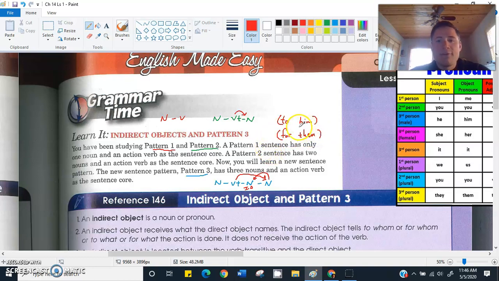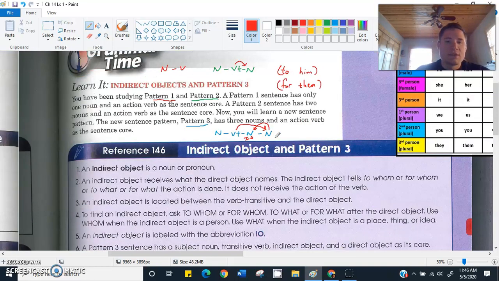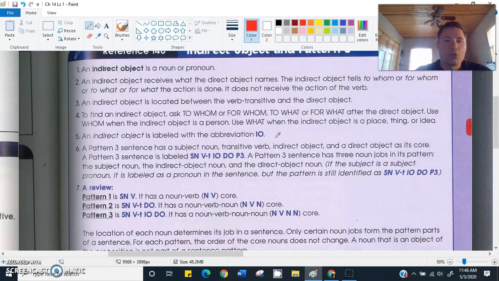Even if the sentence, I gave a gift to him, really means the same thing as I gave him a gift, him serves a very different function in each of those sentences, and that's what indirect objects and our new sentence pattern 3 today are all about. We learned in the jingle an indirect object, just like other objects, can be fulfilled by either nouns or pronouns. An indirect object receives what the direct object names. The direct object sends its action to whom or for whom. That's the indirect object.